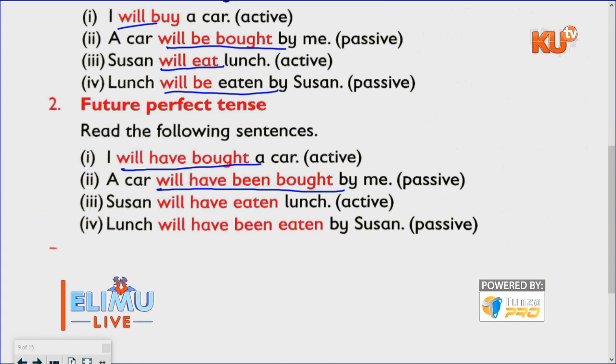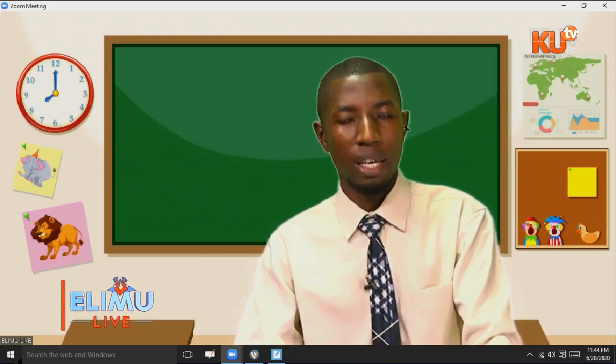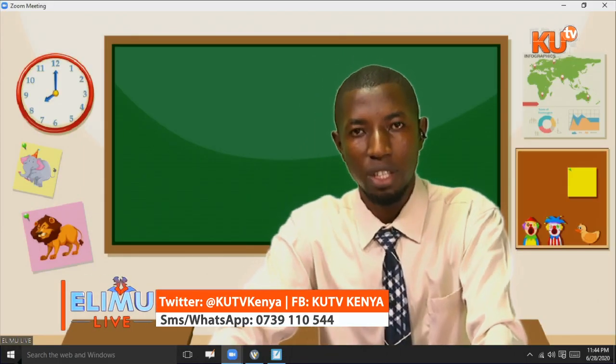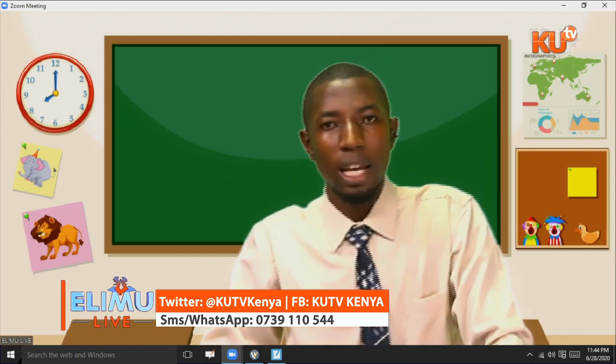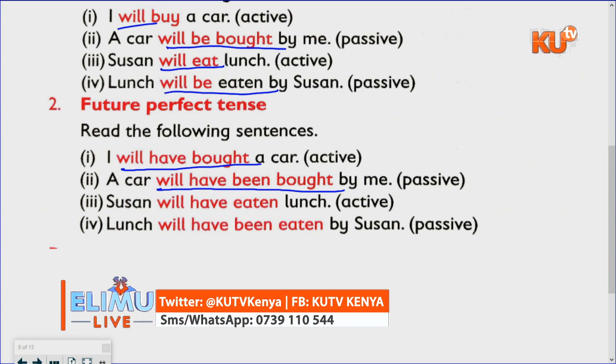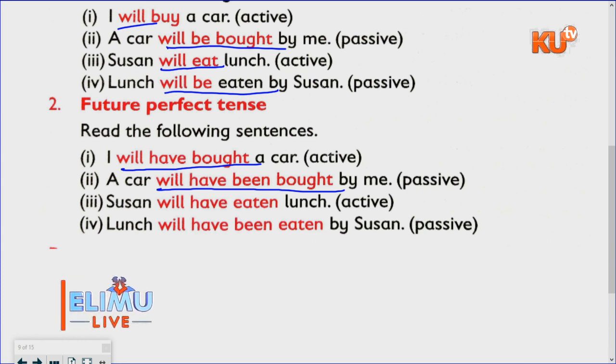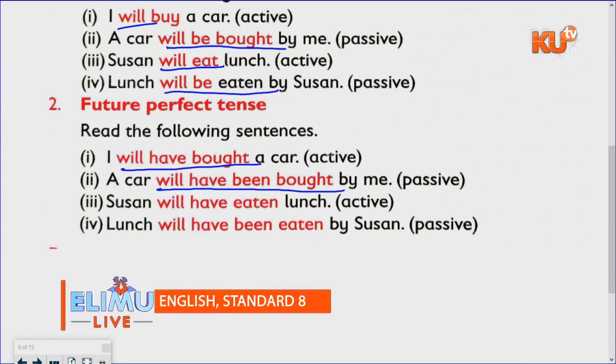Susan will have eaten lunch. Maybe you're saying at a given time, maybe you mean by 2 p.m., Susan will have eaten lunch. Then you have to change it to lunch will have been eaten by Susan by 2 p.m. But in our example, the sentence ends with Susan. Lunch will have been eaten by Susan. So you see the focus now is on the object, which is lunch, and not on the subject, which is Susan. Lunch will have been eaten in passive voice.